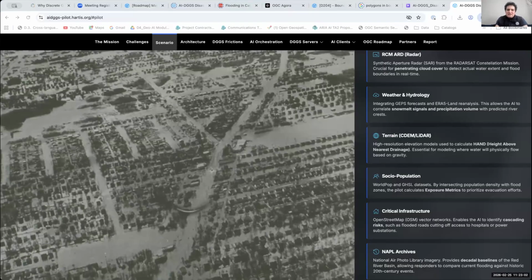So let's see how this really worked. That goes back to what we say at the beginning of this website. DGGS is basically a digital fabric of this planet. The easiest way to think about it is to consider DGGS a universal translator for all things location based.